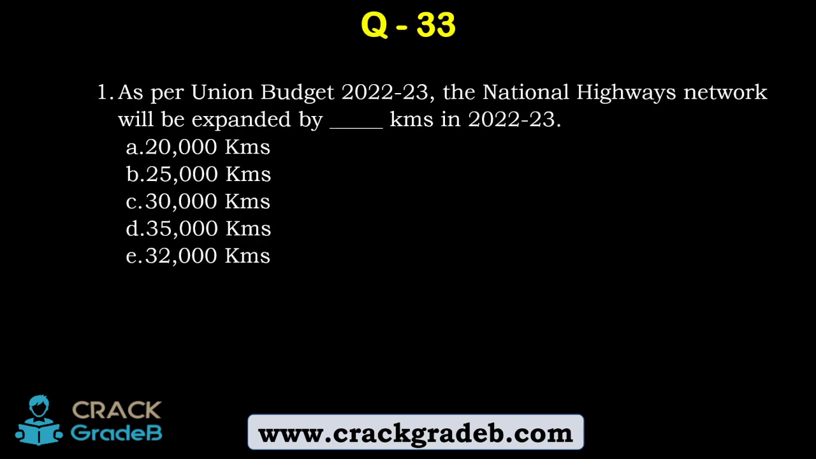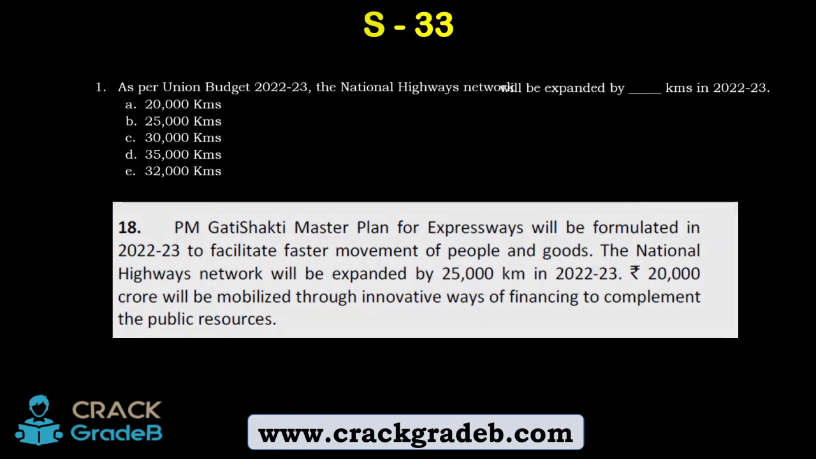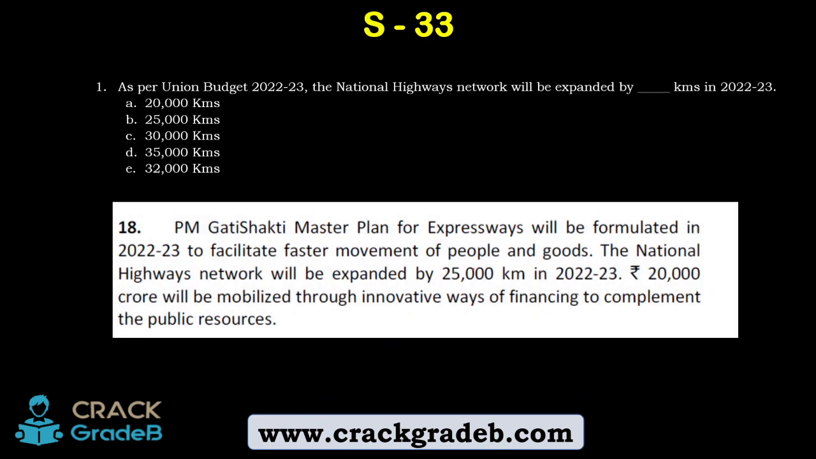Question number 33. As per the budget, the national highway network will be expanded by dash kilometers. This is very important. It will be expanded by 25,000 kilometers. Now you see in question number 26, this screenshot was shown. So pardon my mistake. The answer to question number 26 is 36.5%. I am telling you here because you will certainly remember by seeing the same screenshot. But yes, again we will go to question number 26 and have a look at it.